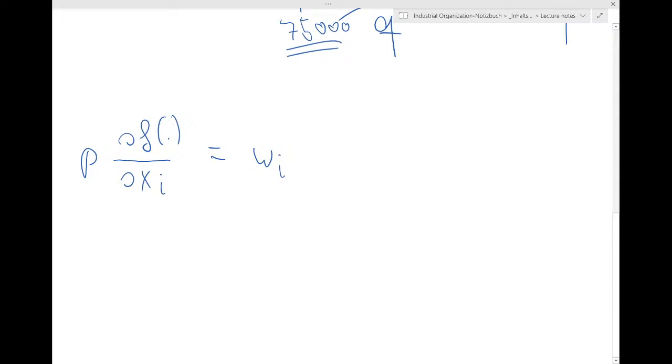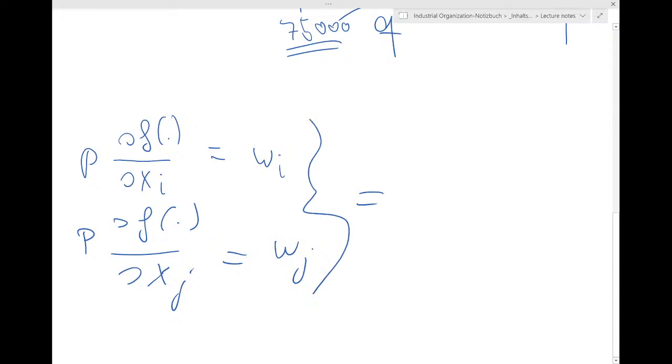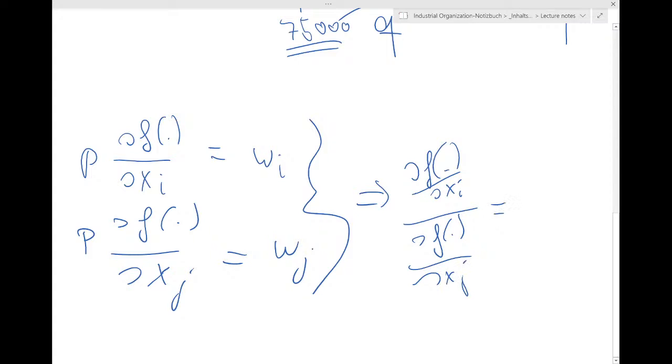Now, I can use the condition for i and the condition for j: df/dx_j times price is w_j. From these two conditions, by simply dividing them through each other, you get df/dx_i divided by df/dx_j is equal to the factor price ratio, w_i over w_j. That's another famous exam result. This is called the rate of technical substitution, the ratio of the two marginal products, which is equal to the ratio of the factor prices. And that's the condition for optimal factor input.